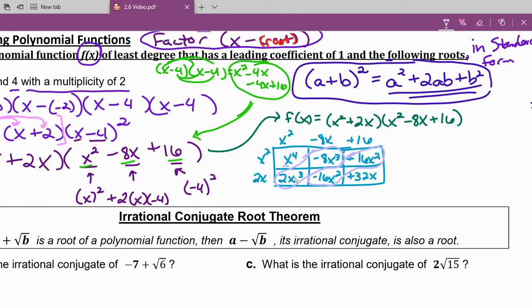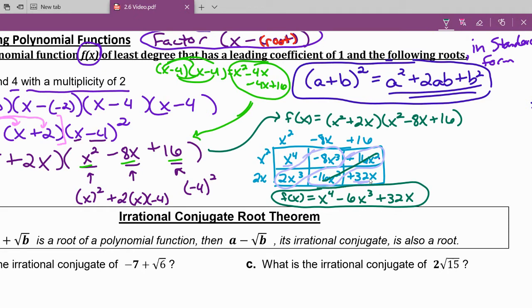So you've got your leading term here, your x to the 4th, and this will be your last term, the 32x. And I'm ready to write my final answer. F of x equals x to the 4th. Combine your x to the 3rds, and you get negative 6x to the 3rd. What's going to happen to your x squareds is they're going to cancel out because we've got a positive 16x squared and a negative 16x squared. So we can cross those out, and then plus 32x. So there we have it.